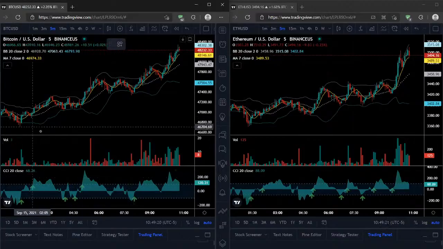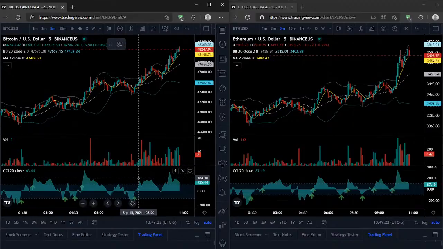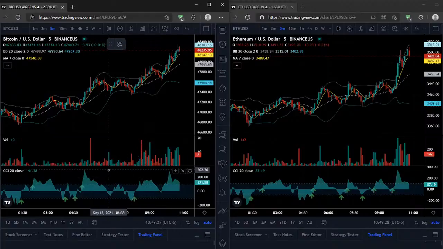And this is kind of dangerous because, see, the CCI has a very high reading. You know, it's an average reading of 300. Okay, we're going to scroll back a little.